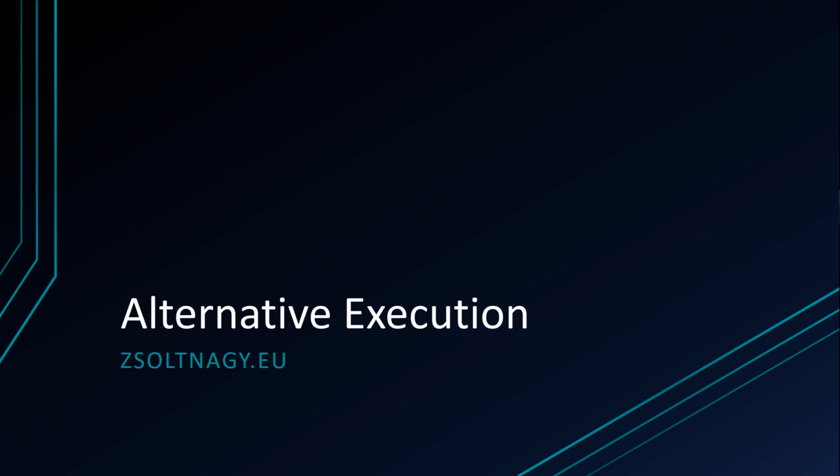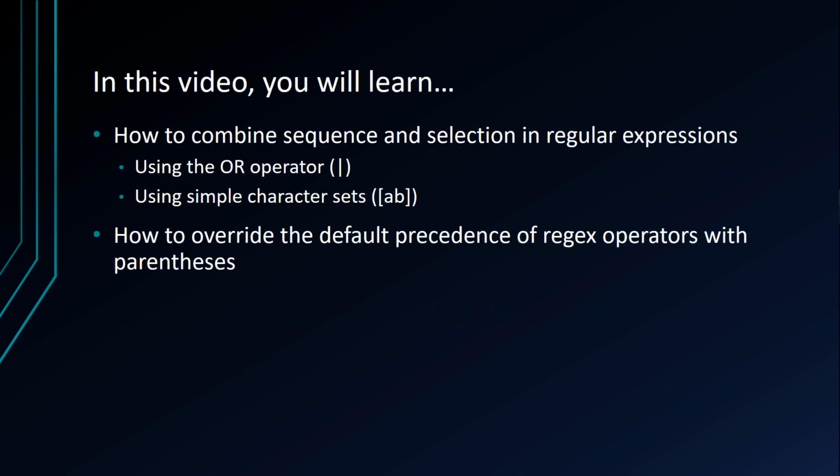In this video we're going to learn about alternative execution. So we already know what sequencing is in regexes, which is match a character followed by another character. We will now match either one character or another one by using alternative execution, which is the OR operator, the pipe, and using simple character sets. We will conclude this video by overriding the default precedence of regular expressions with parentheses.